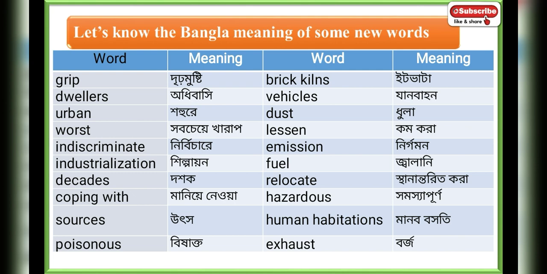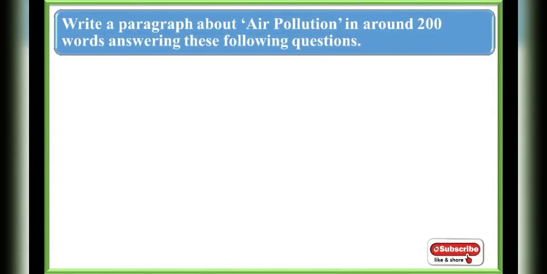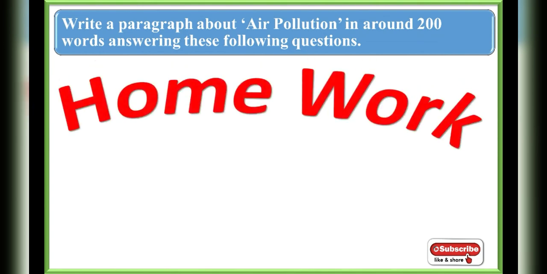I think you have got all these word meanings, and it will make your learning better if you know all the meanings of these difficult or new words. To move on, next, write a paragraph about air pollution in around 200 words answering the following questions. It is your homework. Let's see the questions.